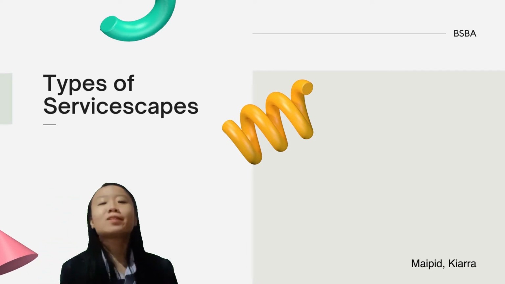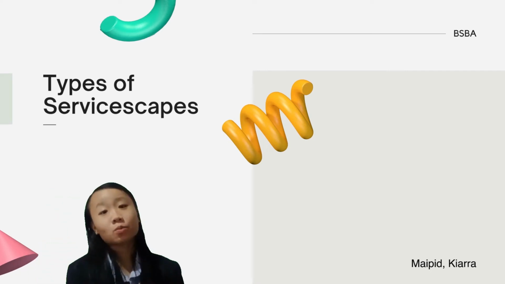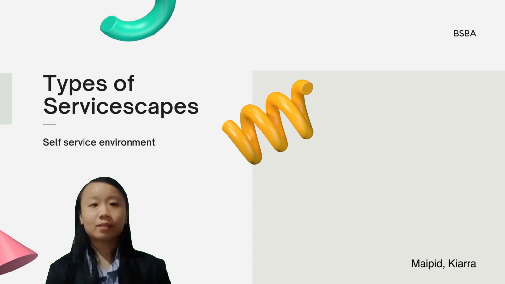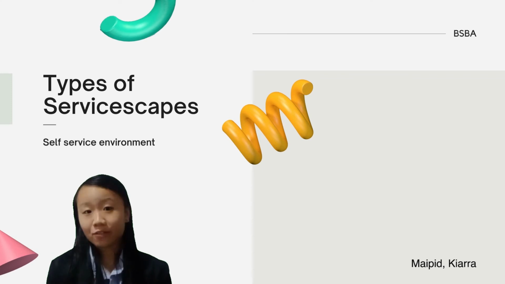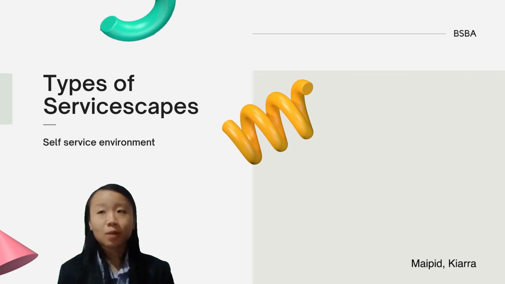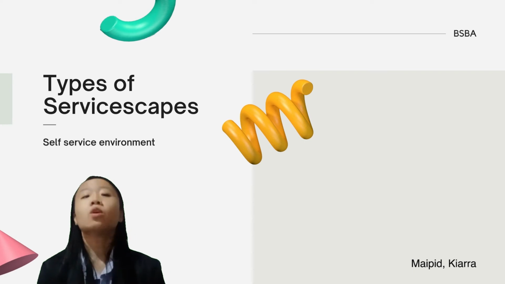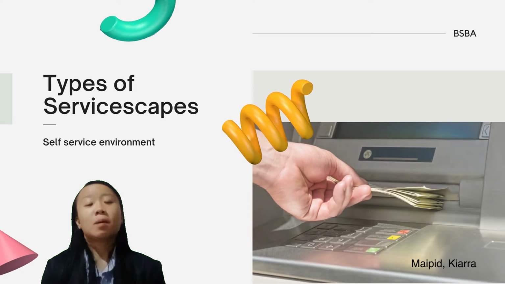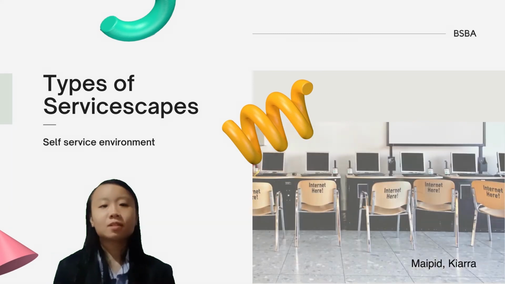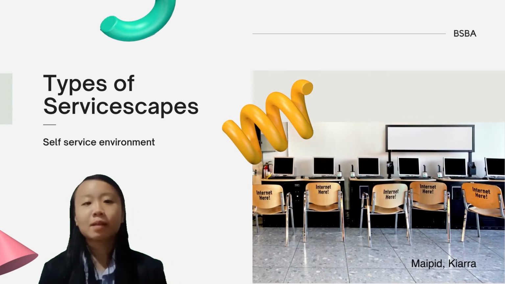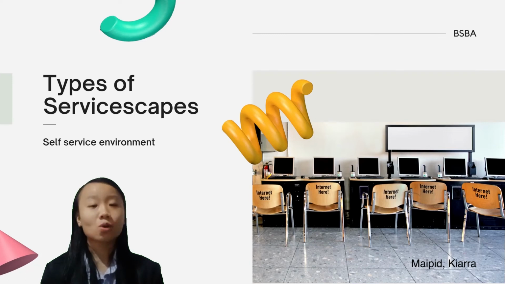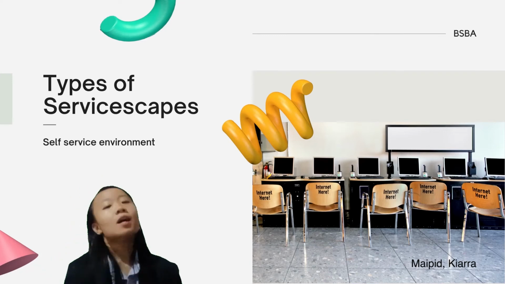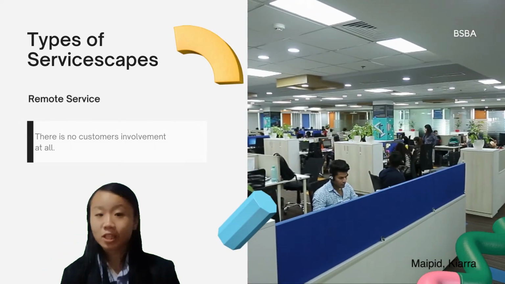There are three types of servicescapes. The first one is a self-service environment. From the word itself, self-service, there are few employees and the customers are the ones who do the activities. Examples of these are ATMs, movie theaters, and computer shops. You use a self-service environment because it is very easy to use and you don't need a lot of help from the employees.